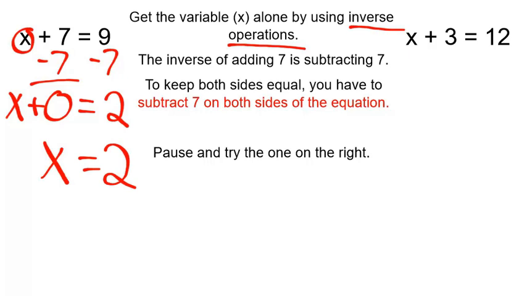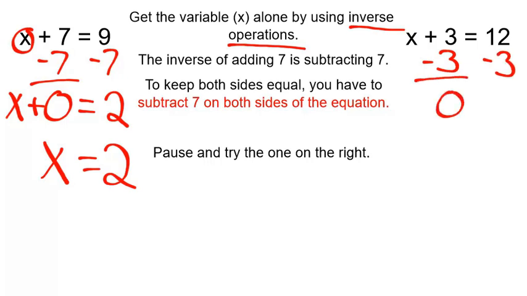So this time we have x plus 3 equals 12, whereas our first question on the left had x plus 7 equals 9. We had to use inverse operations to get rid of the 7, so we're going to do the same thing here. We're going to use the inverse of adding 3, and that is subtracting 3. To keep it equal, we've got to do it on both sides of the equal sign, so we're going to do that here.